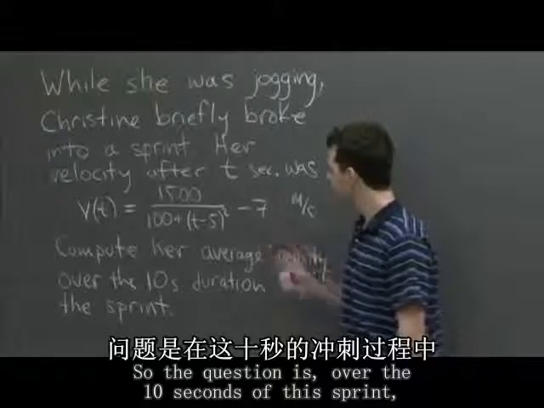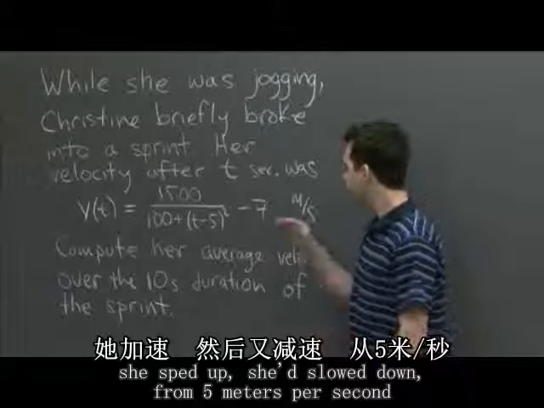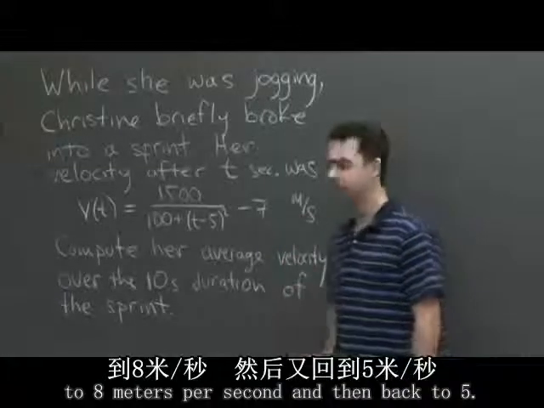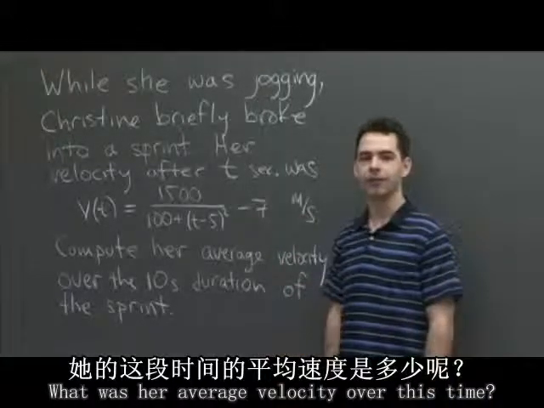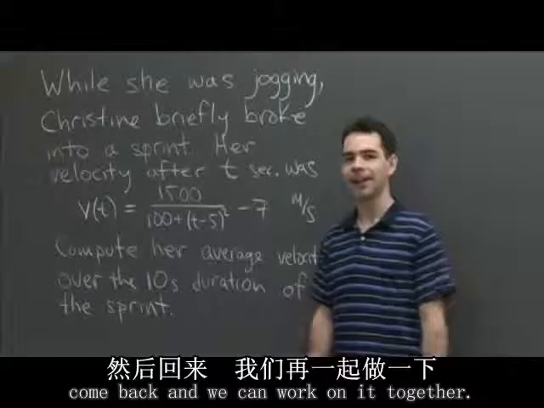So the question is, over the 10 seconds of this sprint, she sped up, she slowed down from 5 meters per second to 8 meters per second, and then back to 5. What was her average velocity over this time? So why don't you pause the video, take some time to work that out, come back, and we can work on it together.